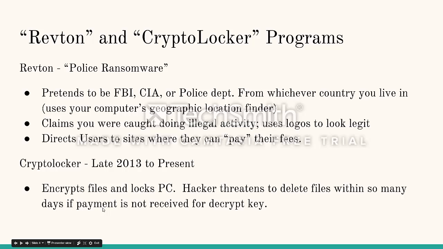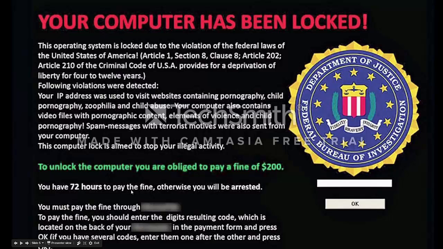And they sometimes have a countdown timer on the screen. So this next picture is an example of what you would see on your computer for the police ransomware. Now it looks pretty legit. I mean, it's got an FBI seal on there. If you read all the things it's talking about, it lists all these articles and sections. Again, your IP address was visiting websites containing pornography, zoophilia, child abuse, whatever. You have 72 hours to pay the fine.